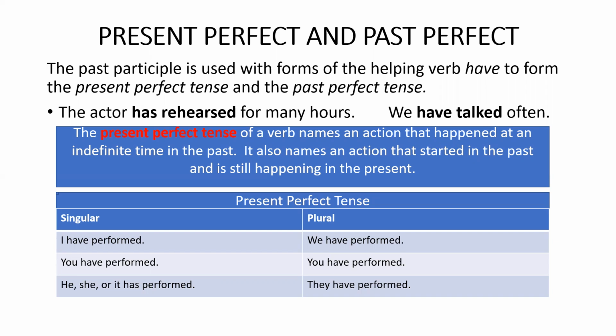So the present perfect tense of a verb names an action that happened at an indefinite time in the past. It also names an action that started in the past and is still happening in the present. The given chart will help you to understand the use of the present perfect tense of the verb with a singular and plural context.